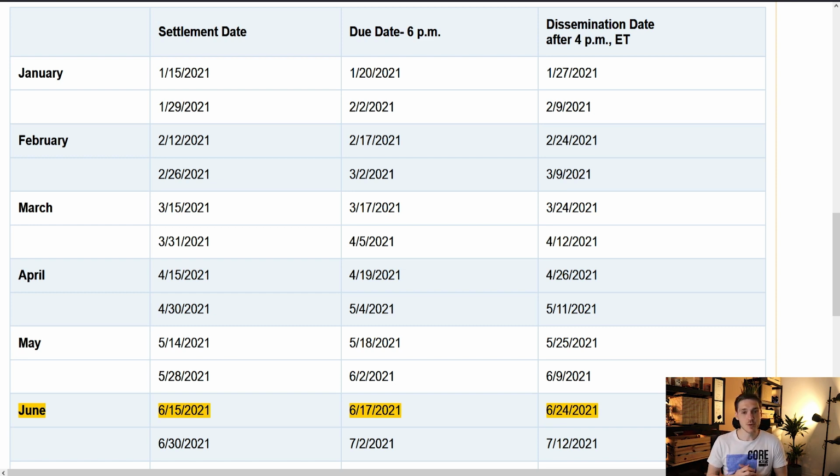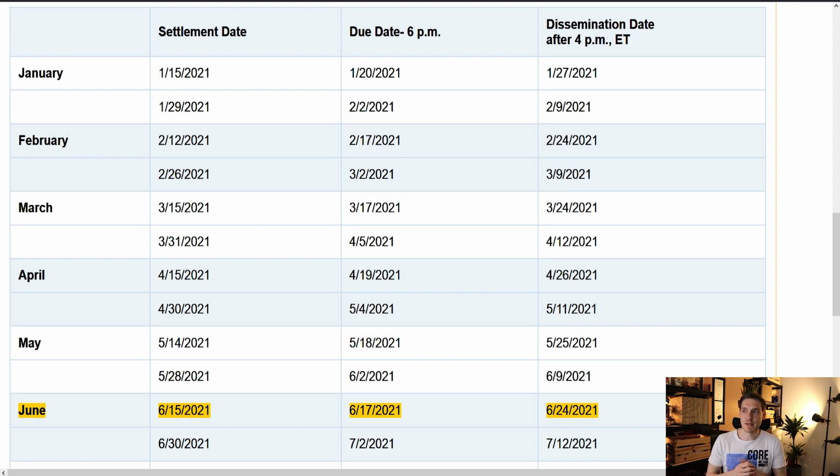Then we have the due date, and this is basically the reporting deadline. So before the 17th of June of 2021, before 6 p.m., the brokerage and exchange firms need to say, okay, on the 15th of June, this amount of shares were being sold short.